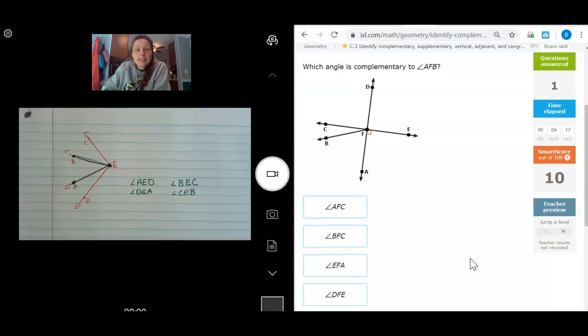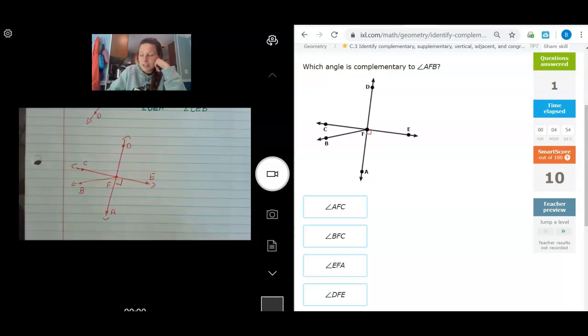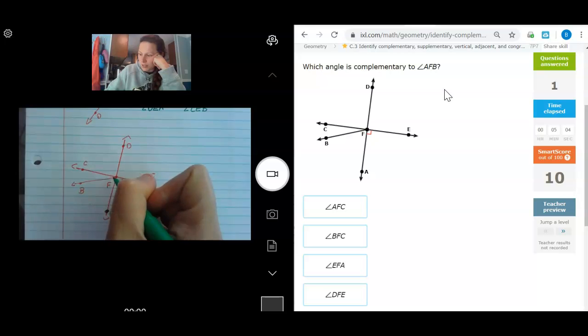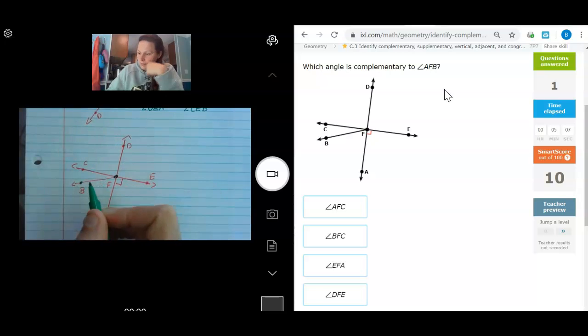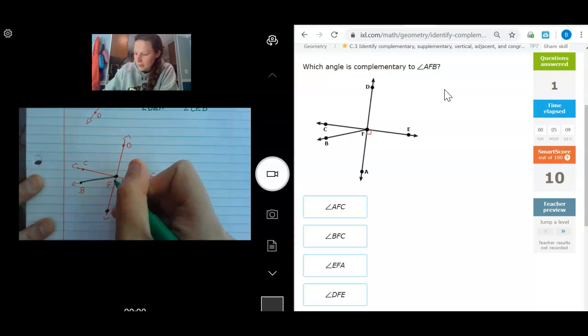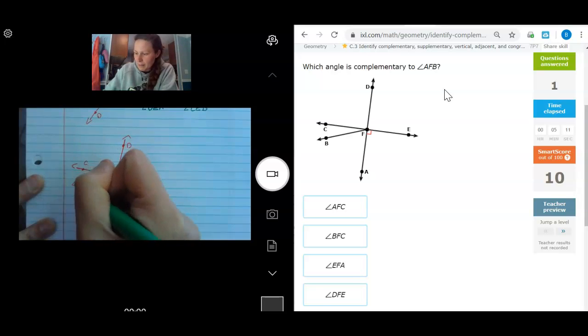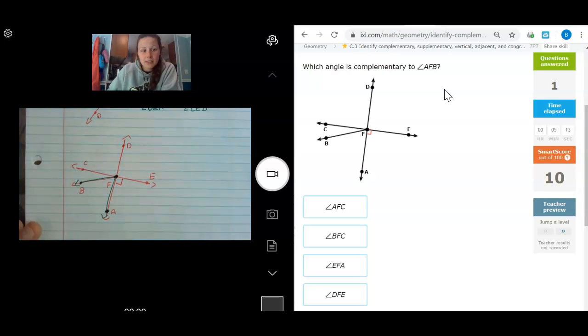Complementary. Complementary means that it adds to 90 degrees. We're going to be looking at this for two angles that add to 90 degrees. It told me that I am looking at angle AFB. AFB. And I'm going to need the other angle that makes that 90 degrees.